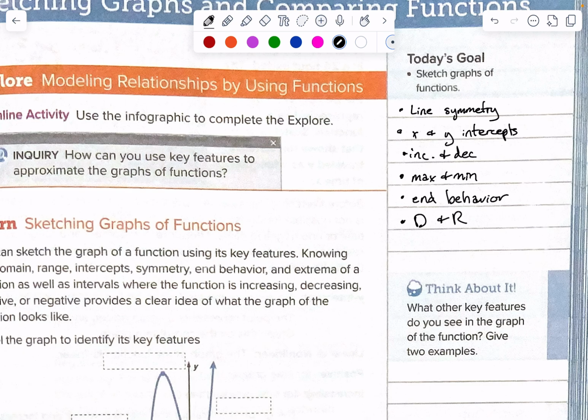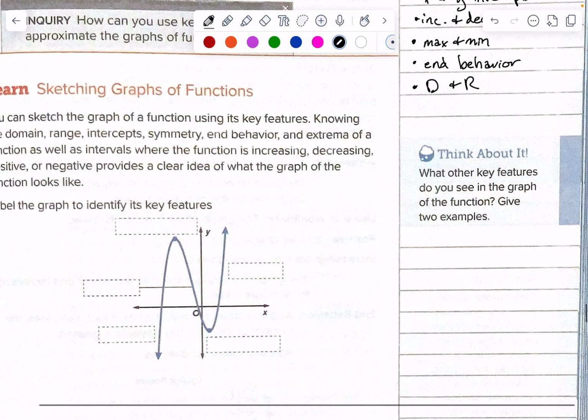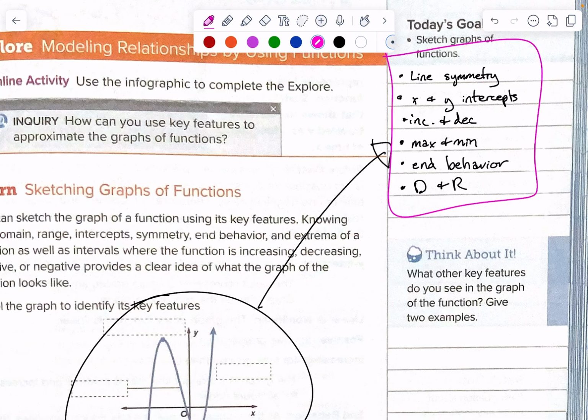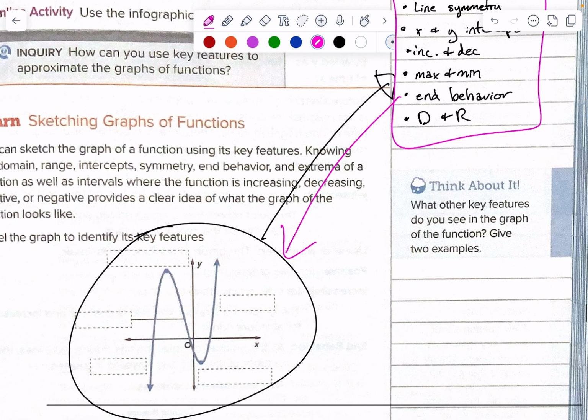But the difference is, in the last sections, they would give us a graph like this, and they would say, tell me all of these things. Now, the only difference is they're going to be telling you these things and saying, make me a graph, right? And that's just the main difference. That's about all there is to it, okay?